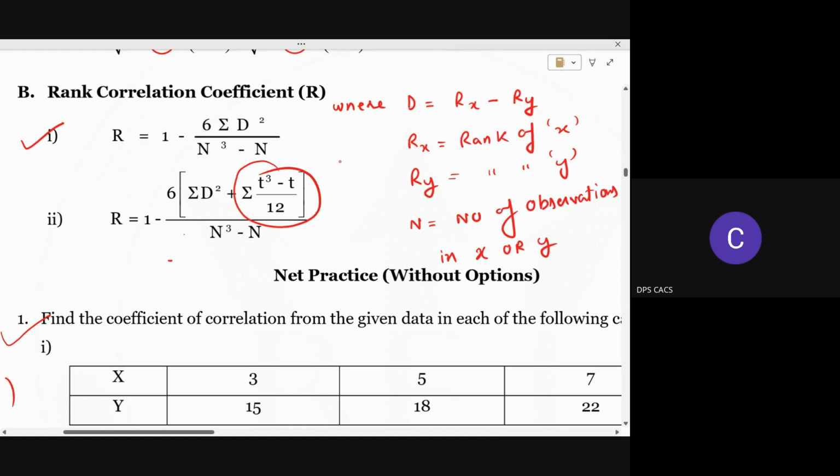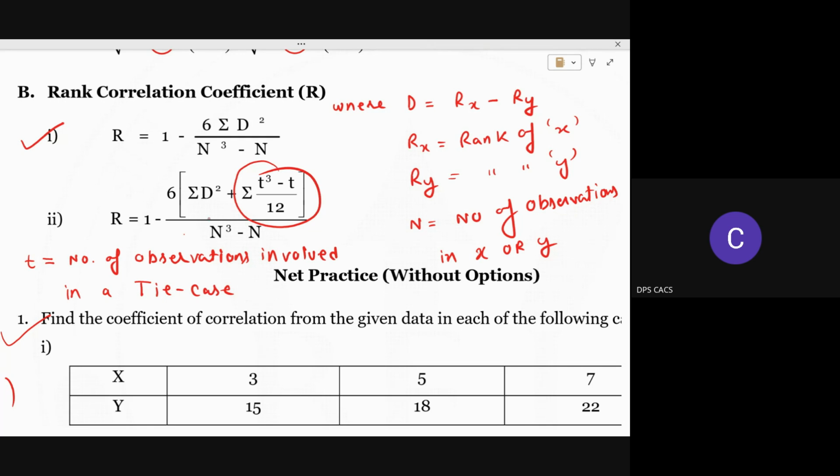Fine? Any problem? Write down beside this formula, T is, what do we mean by this T? T is the number of observations involved in a tie case. Number of observations involved in a tie case. I'll look for this, but right now I'm not concerned with T.